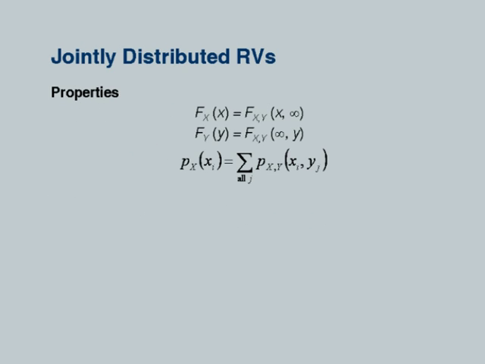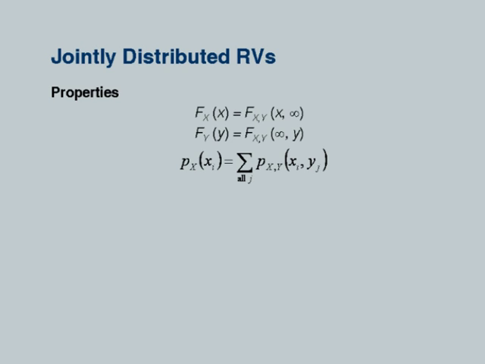Properties: you can obtain the CDF of x only if you consider the whole range of y. If we evaluate the joint CDF at y equal to infinity, that means you are considering all the y. So we don't have to consider y because that part becomes 1, the whole sample space for y. So that remains only the CDF of x. Similarly, you can get the CDF of y only by considering the whole range of x up to infinity.